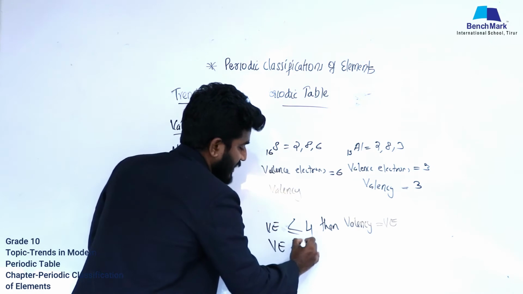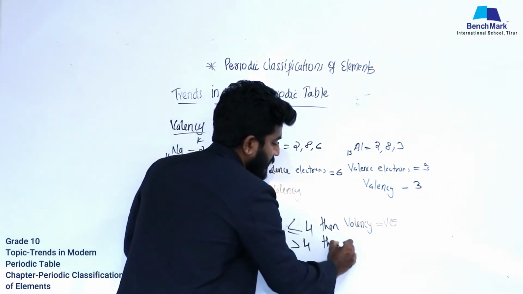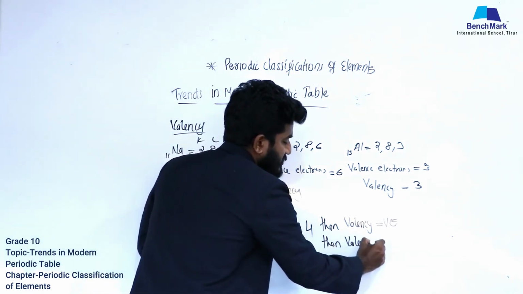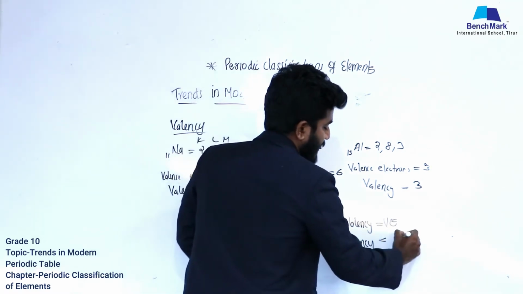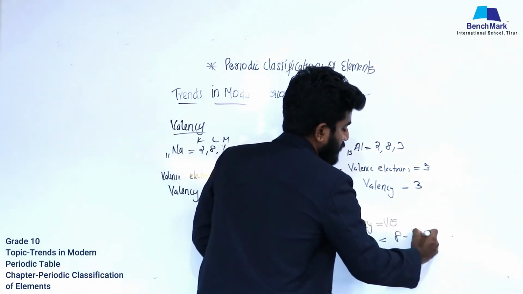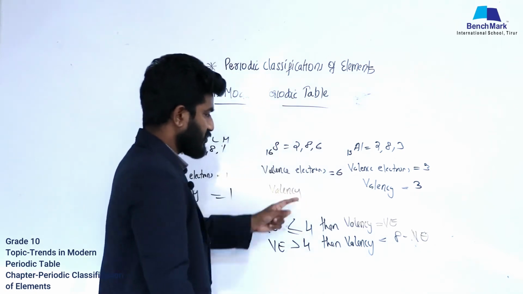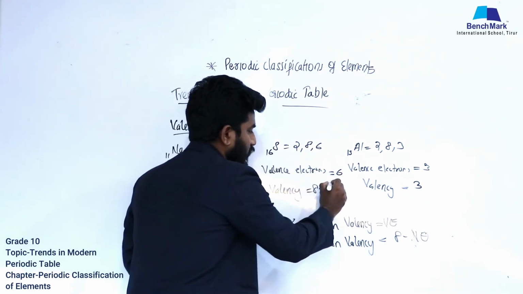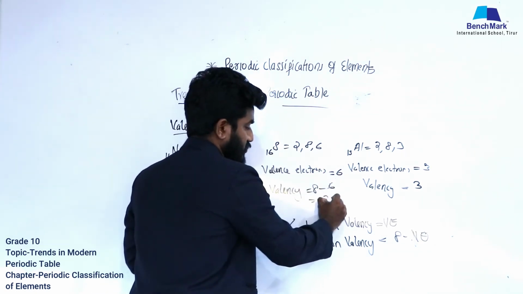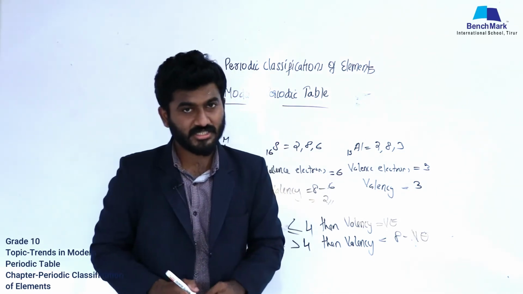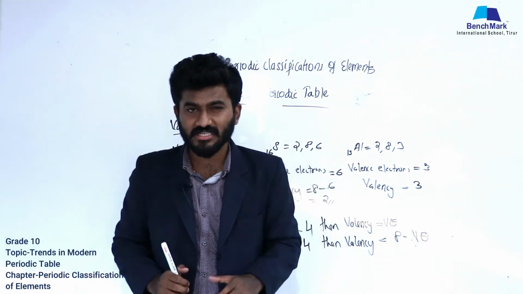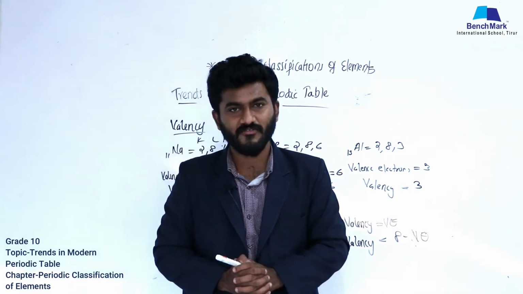If the valence electron is greater than 4, then valency can be calculated by 8 minus valence electron. It is simple. So 8 minus 6, the answer is 2. The point is, valency can be easily found out.